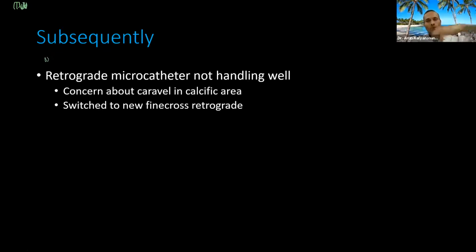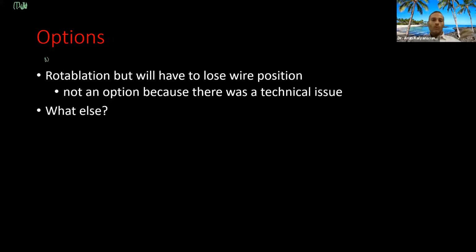Remember the area where I was having difficulty penetrating? I just couldn't get any microcatheter through. Unfortunately, we still don't have Turnpike Spiral. We didn't have Turnpike Gold. And I didn't want to take a Caravelle in a very calcific area because it has been known for the tip to break. I did try a retrograde FineCross, couldn't do it.